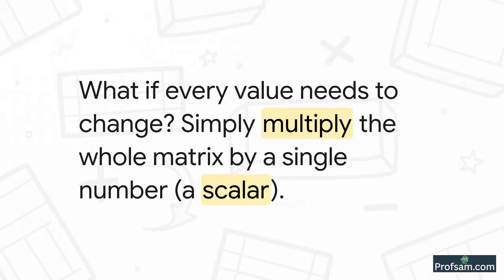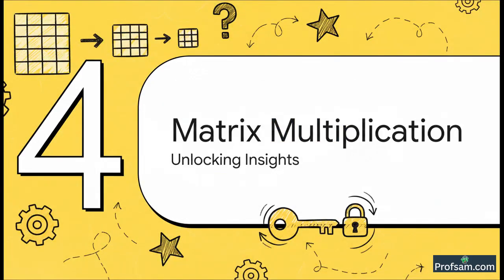Now for a fun scenario. What if a video goes viral and all 3 creators' YouTube subscriber counts double? Well, we don't need a whole new matrix for that. We can just multiply the whole thing by a single number, what we call a scalar. It's that simple. All right, let's move on to matrix multiplication.